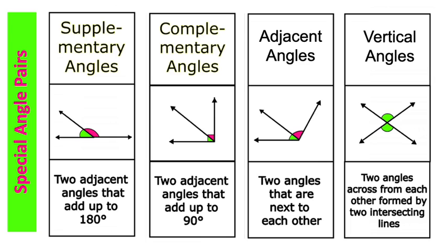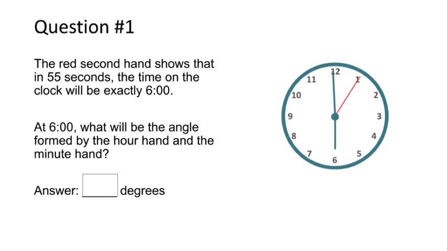The angles that we have been talking about so far can be classified as one of these. Either supplementary angles, they add together to equal 180. Complementary angles add to 90 degrees. Adjacent angles, they are right next to each other and they share a ray and a common vertex. And vertical angles, they're directly across from each other and they're formed by 2 intersecting lines. So this is your silent teacher and you can come back to it, but we have some questions for you to try. And the first question we can look at together, and then we'd like you to try the others.